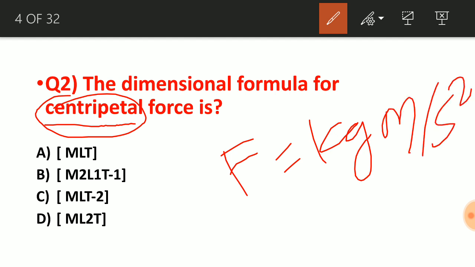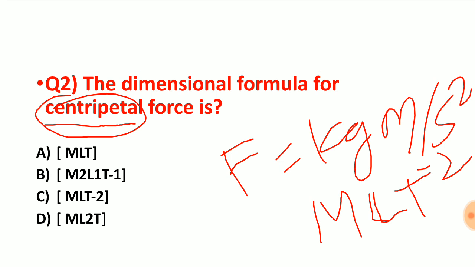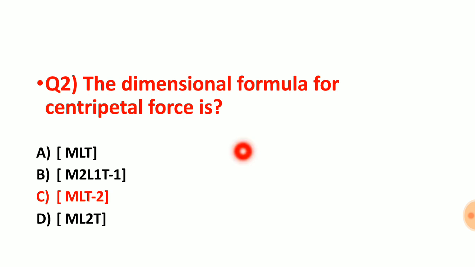Dimensional formula means writing kg in terms of M, mass, writing meter in terms of L, length, and writing time in terms of T. Here it is per second square, so T to the power minus 2. So M to the power 1, L to the power 1, and T to the power minus 2. Your answer is M L T to the power minus 2. That is in option choice C. So option choice C is the correct answer for question number 2, M L T to the power minus 2.